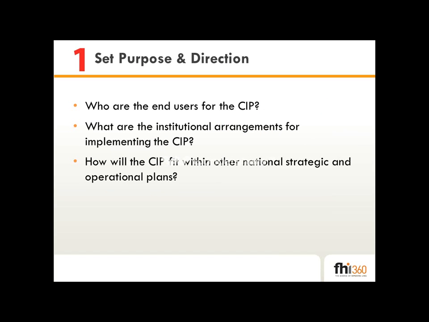So for step 1, setting purpose and direction, we have found this to be a very crucial step in providing the foundation and guiding principles for the process. Several questions you want answered at this stage include: who are the end users for your costed implementation plan? The primary end users of a costed implementation plan include the government, development, and implementing partners, including the private sector. Identifying and agreeing on the type of audience for the CIP is important from the onset because the type of audience dictates the content as well as the costing estimates to be included.